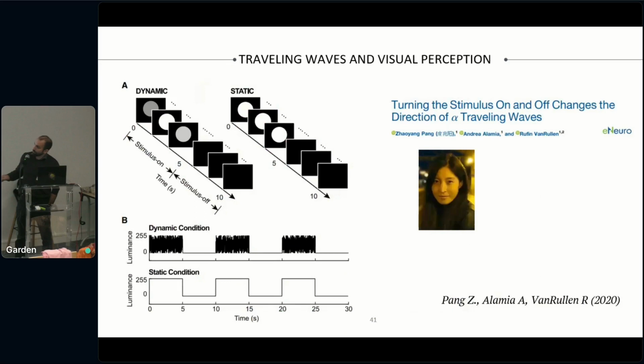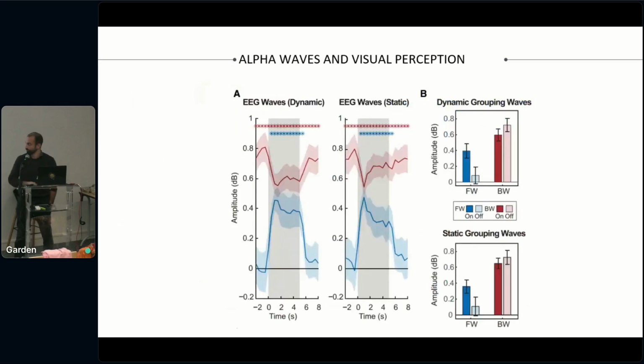And she had two conditions. In one case, the stimulus was flickering like crazy, white noise, like in the previous slide, or it was a very boring white patch that stands there for 5 seconds. So 5 seconds of stimulation, and then 5 seconds of blank. The idea was to quantify the amount of traveling wave along the midline, from OZ to FZ, during visual stimulation and in the absence of stimulation. Here are the results. On the left, you see the dynamic condition. On the right, the static condition. On the x-axis is time.